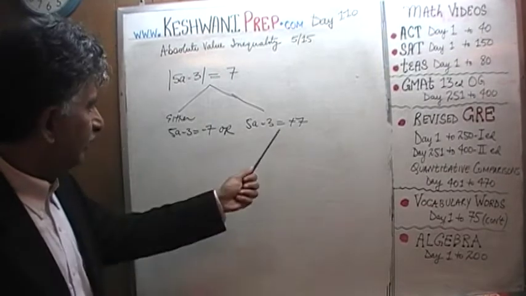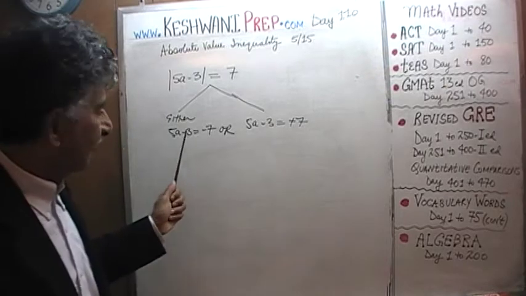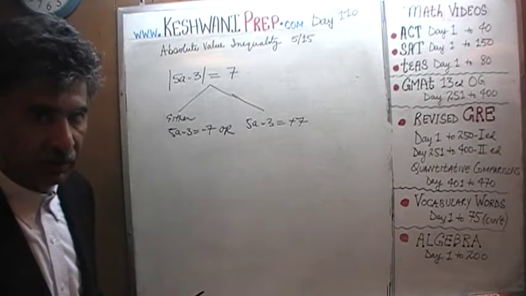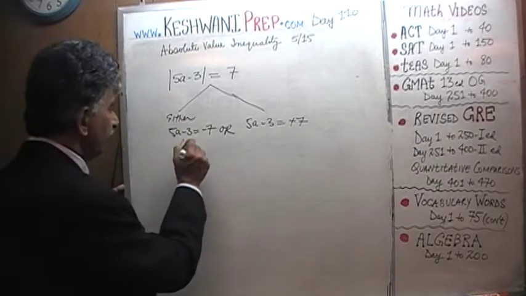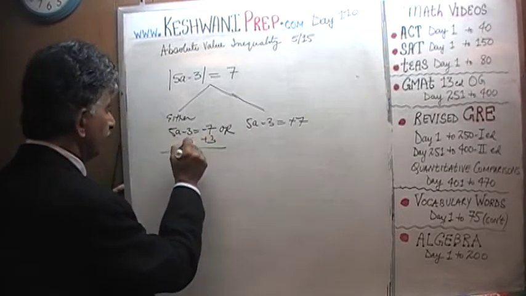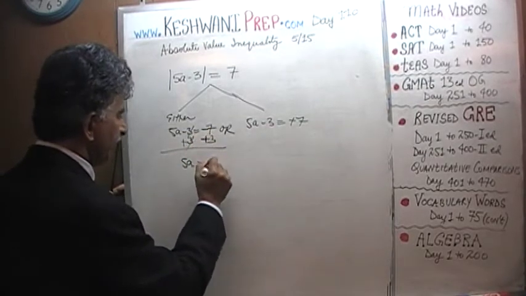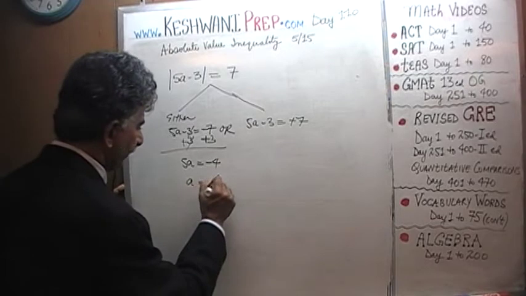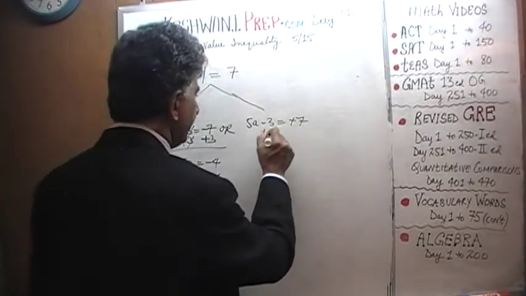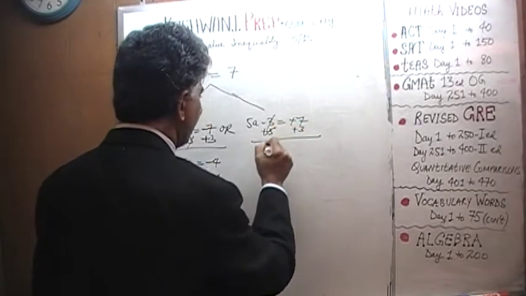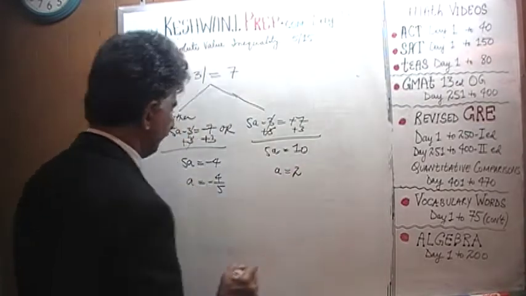We're not interested in what 5a minus 3 can be. We have to find out the value of a. Let's solve for it. Add 3 to both sides. 3 drops out and 5a equals negative 7 plus 3. That's going to give us negative 4, which means a equals negative 4 fifths. Similarly here, we add 3 to both sides. 3 drops out and 5a equals 10 and a equals 2.